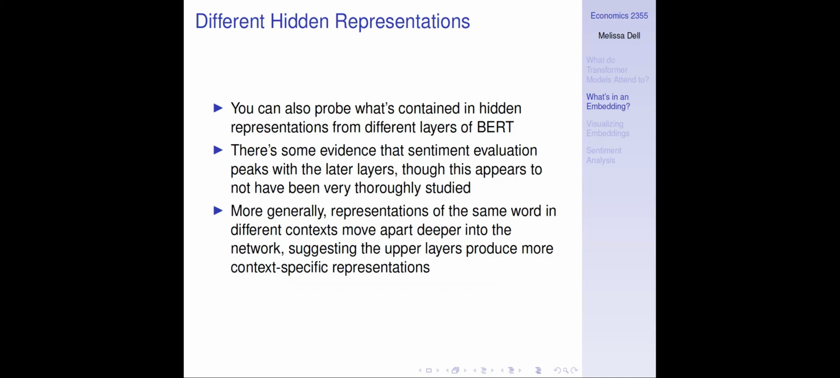More generally, representations of the same word in different contexts move apart, by cosine similarity, and they get further apart as you move deeper into the network. What this suggests is that the upper layers present more context-specific representations, which makes a lot of sense. It's consistent with the idea that something like sentiment evaluation, which is probably going to be dependent on the context, will be more informative in those upper layer hidden representations, further into the network.